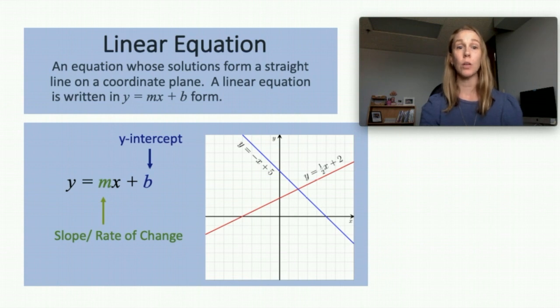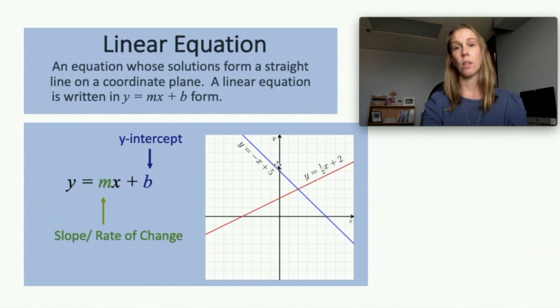In that equation, the slope, or the rate of change, is represented by m. So here in this red line, the slope is 1/2. That means the rise over the run. We're going to rise 1 unit for every 2 units we go over on the x-axis. And then the b value represents the y-intercept. So for this red line, that's at 2. The line crosses the y-axis at 2.